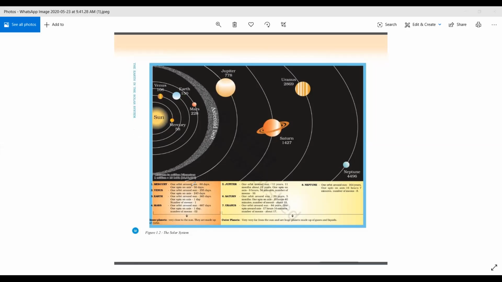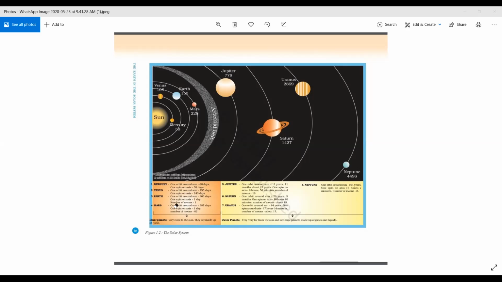Then Venus spins on its axis in 59 days. Means the rotation is of 59 days. Then Venus takes an orbit in 225 days. Spins on its axis, it takes 243 days. Earth. How much time does Earth take to revolve? Earth takes one orbit in 365 days, that means 1 year, and spins in 1 day. Number of moons is 1, whereas Mercury and Venus do not have any moon.